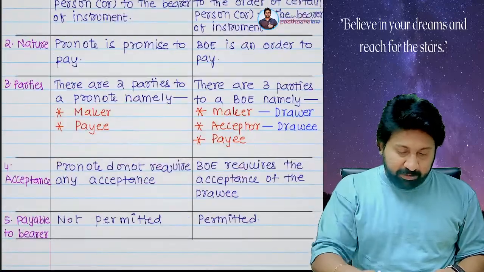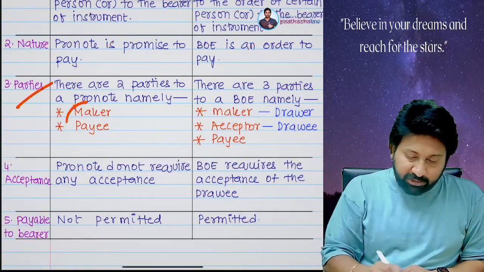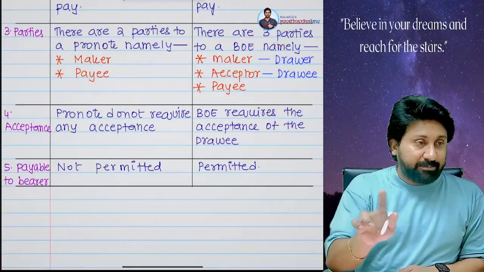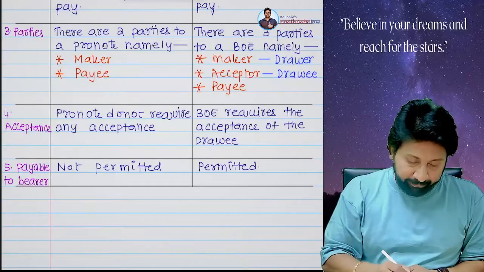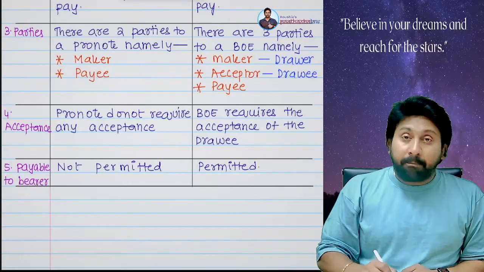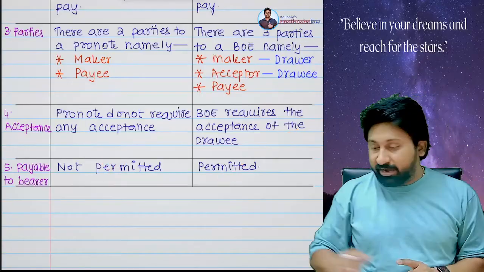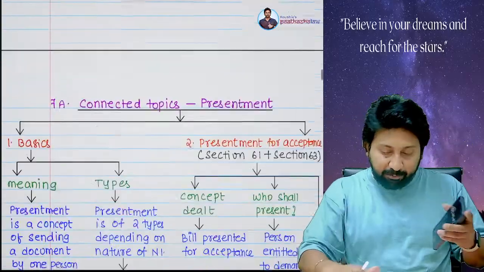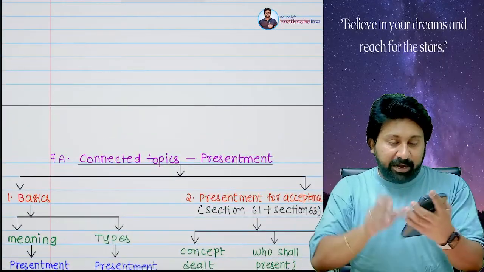Okay. Next one. Pro note is a promise to pay. Bill of exchange is an order to pay. Parties: two parties here, three parties there. Acceptance: pro note does not require acceptance. Bills of exchange require acceptance of the drawee. Next, payable to bearer: bearer promissory note is not valid, but bearer bills of exchange is valid. That's it. Lesser than the time taken, we completed. I put a time of around 5 minutes, now 2.5 minutes, so we completed. Next concept.